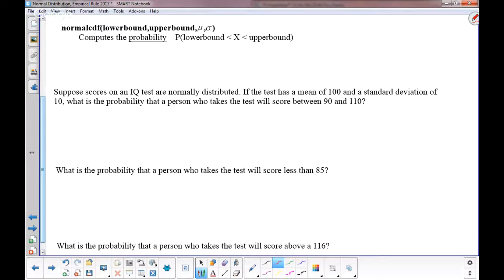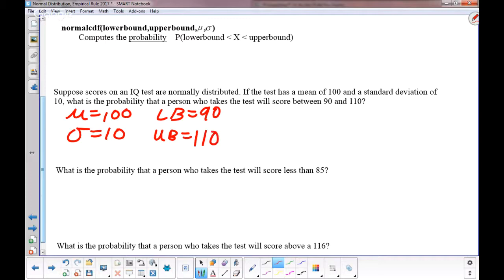Now, I do give nice numbers here because you could match the empirical rule, and that's what we're going to show. But let's do this on the calculator and show that the empirical rule actually does work. So we need our mean, our mu here, and we have it as 100. Our standard deviation is 10. And then I'm going to put LB and UB for my lower bound and upper bound. So my lower bound is 90. My upper bound is 110.